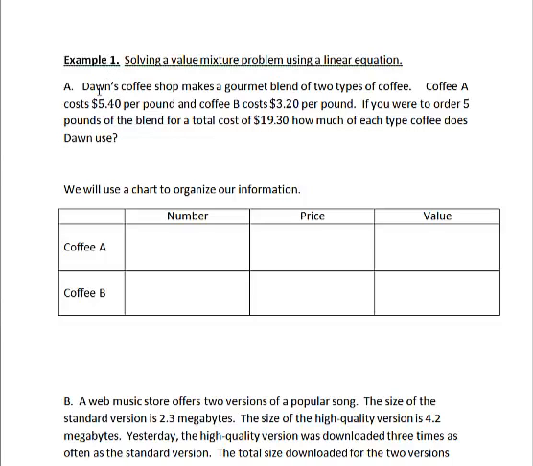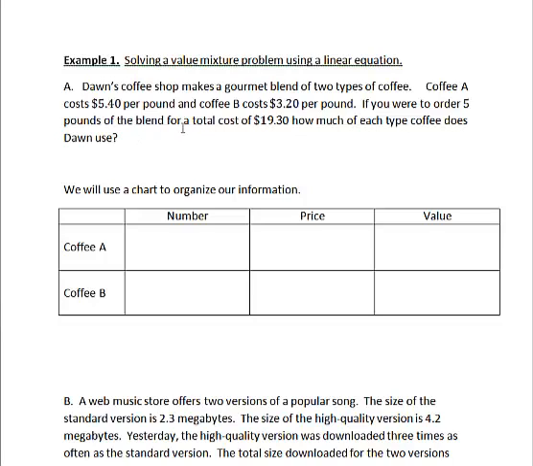So example 1 reads, Don's coffee shop makes a gourmet blend of two types of coffee. Coffee A costs $5.40 per pound and coffee B costs $3.20 per pound. If you were to order 5 pounds of the blend for a total cost, and don't just read over that word total, it's important, $19.30, how much of each type coffee does Don use?